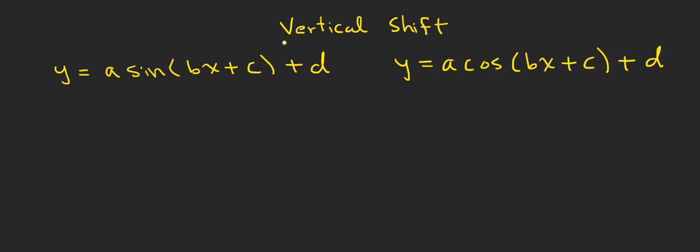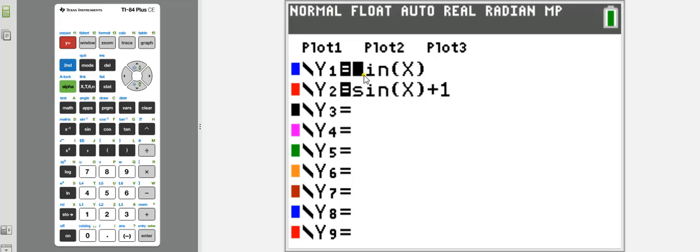In this video, we're going to talk about vertical shift. So far, we saw how the A, B, and C affected the sinusoidal functions. Now, what about D? How does D affect the graph of sinusoidal functions? Let's compare sine of x and sine of x plus 1.